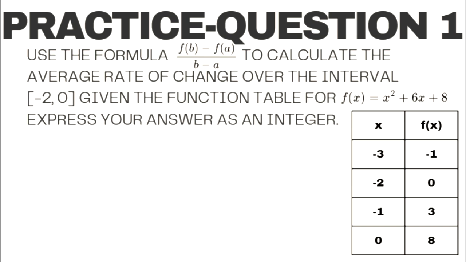Practice question number 1. Use the formula f of b minus f of a divided by b minus a to calculate the average rate of change over the interval negative 2, 0, given the function table for f of x is equal to x squared plus 6x plus 8. Express your answer as an integer. Pause the video, solve it, come back. All right, so first we need to find our coordinate points. We're dealing with negative 2, so we're right here.